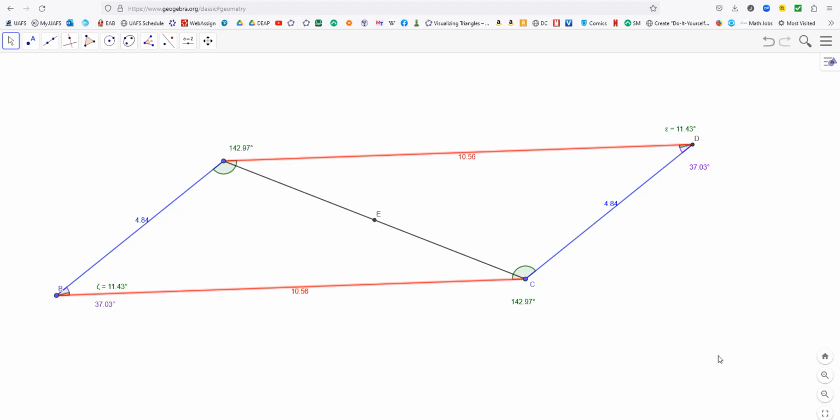Okay. What about the converse of that? Well, what if you have both pairs of opposite sides congruent? So if the two reds are congruent and the two blues are congruent, both pairs of opposite sides, of course the diagonal is congruent to itself. The two triangles are congruent, this time by what? The side-side-side triangle congruence theorem, SSS.